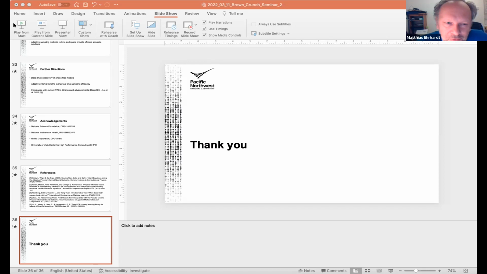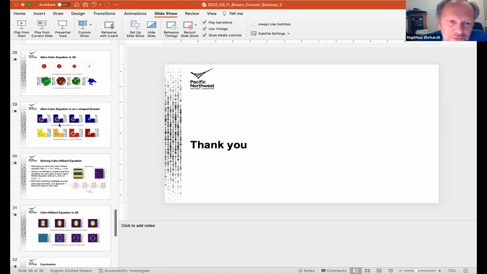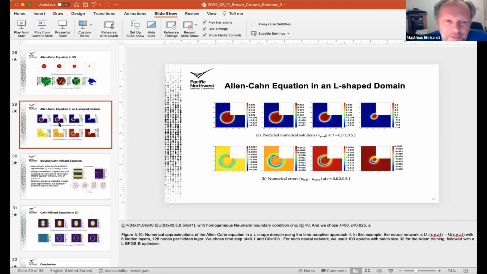For me, the most impressive picture that you have shown was the calculation or simulation on this L-shaped domain, slide 29. From the mathematical point of view, this is really challenging because you have a very strong singularity. Can you comment on how you solve this problem? What boundary conditions did you impose at these corner points?